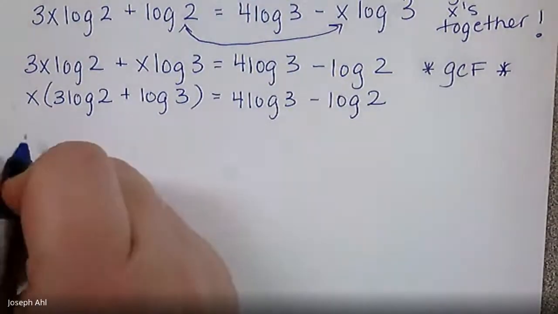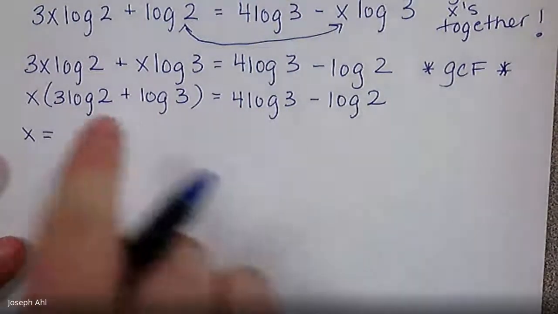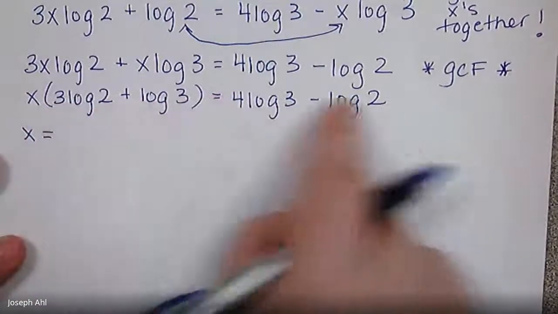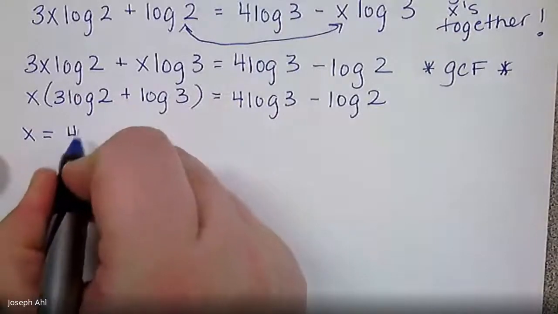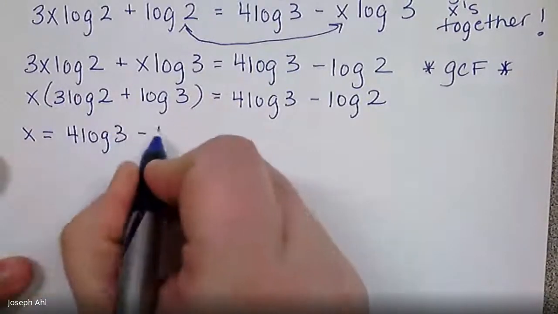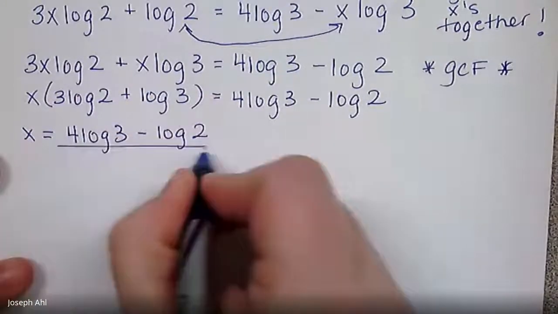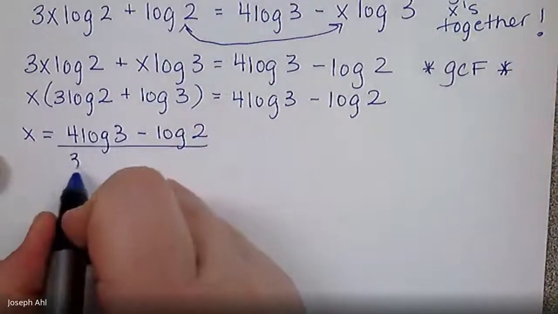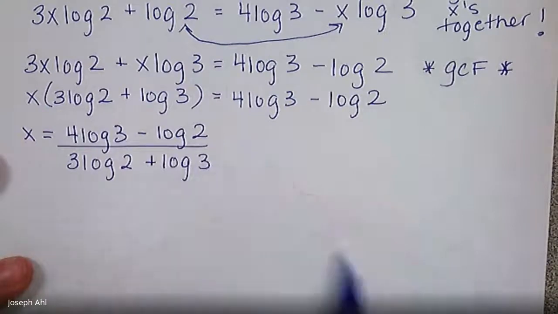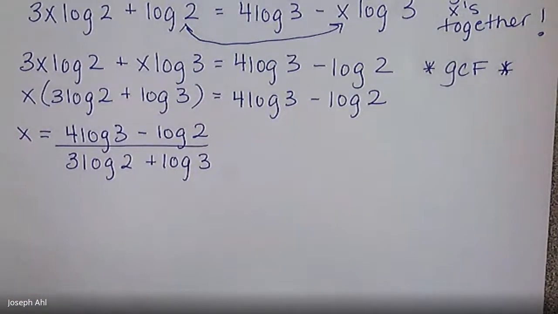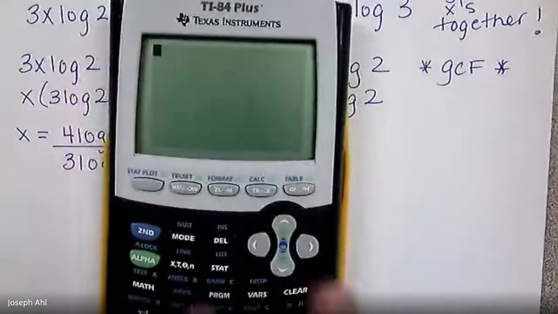Okay, we're one quick step away from getting our answer. If you divide both sides by this quantity, 3 log 2 plus log 3, your final answer is 4 log 3 minus log 2 all over 3 log 2 plus log 3. And that looks like a pretty intimidating answer, right? At this point, it might be a question where we wind up rounding to the hundredths place like we have in the others. Let me just see what this is to the hundredths.